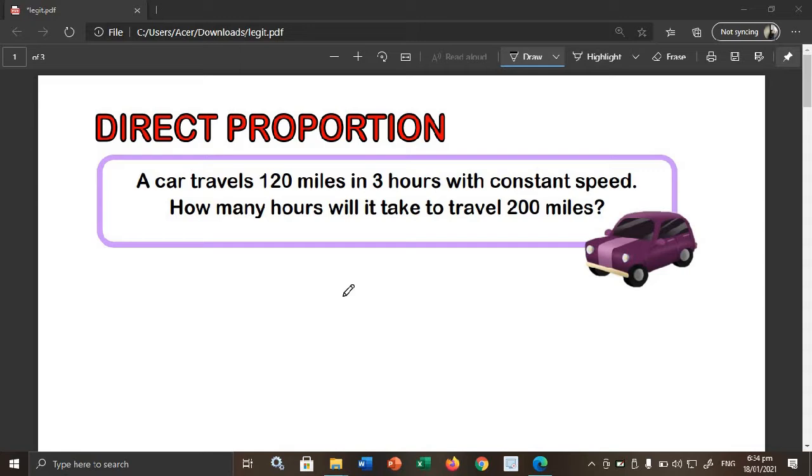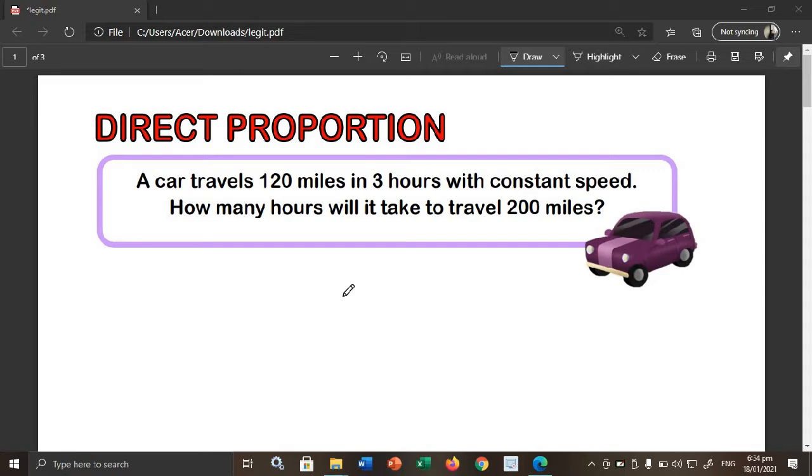So let's say for example, A's value increases, then B's value will also increase. That's how it is in direct proportion; they go the same way. And let's say A decreases, then B's value also decreases. So let's solve this word problem for you to better understand how to solve problems regarding direct proportion.